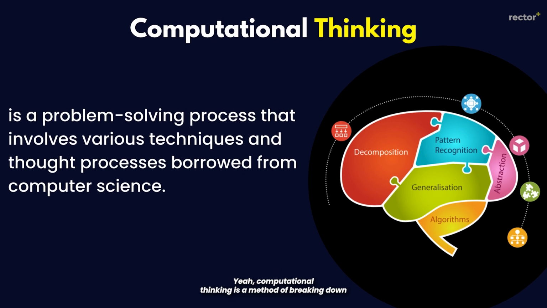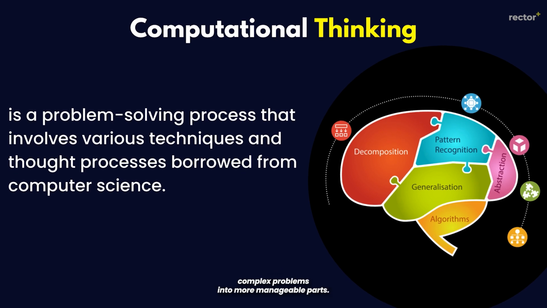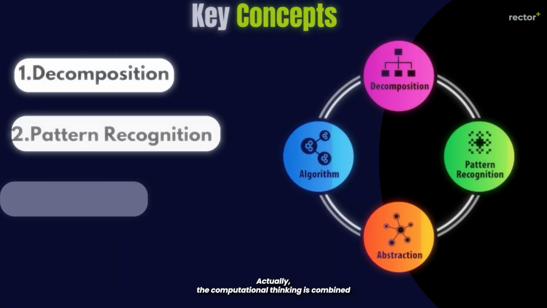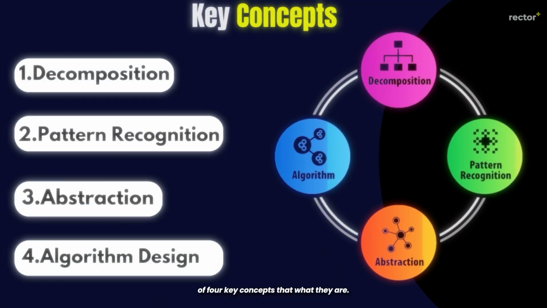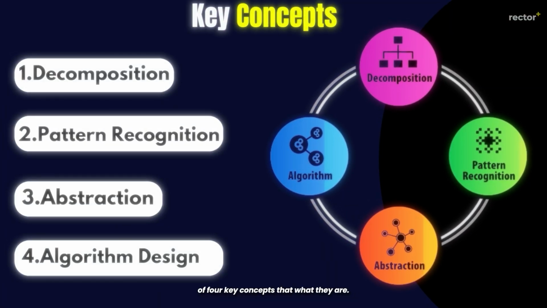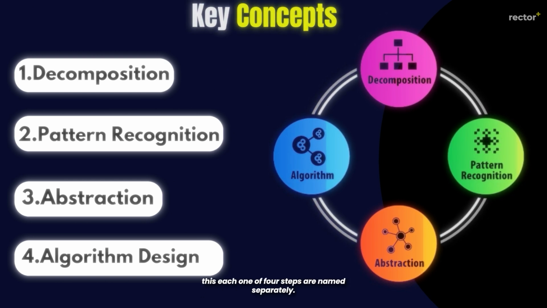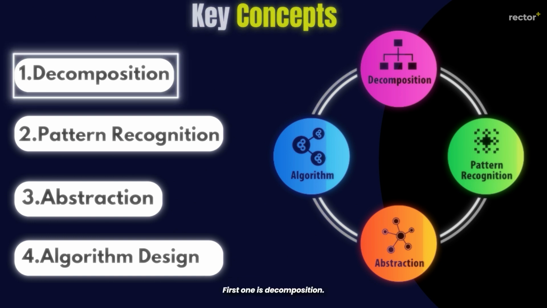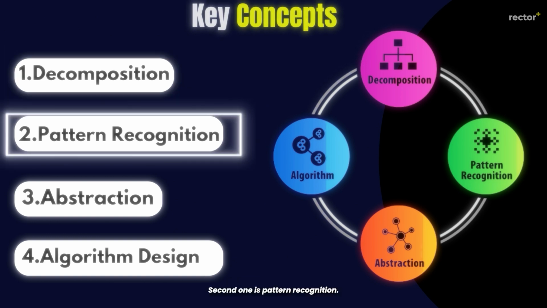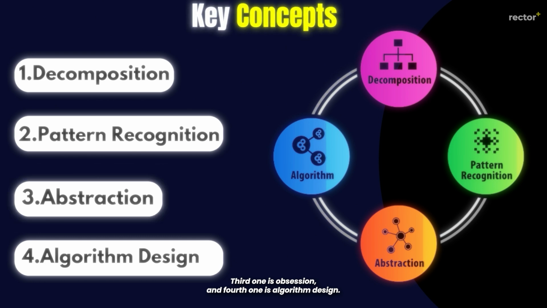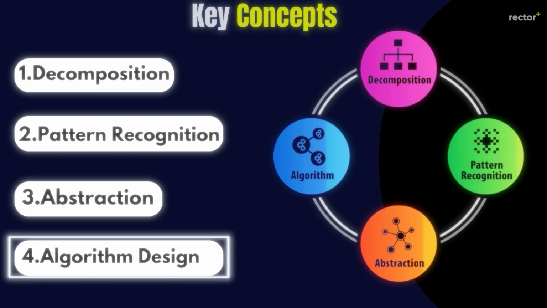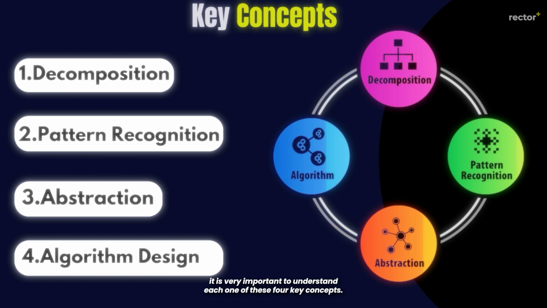Computational thinking is a method of breaking down complex problems into more manageable parts. Actually, computational thinking is made up of four key concepts, which I have mentioned in these examples. Each one of the four steps is named separately. First one is decomposition. Second one is pattern recognition. Third one is abstraction. And fourth one is algorithm design. Listen clearly. It is very important to understand each one of these four key concepts.